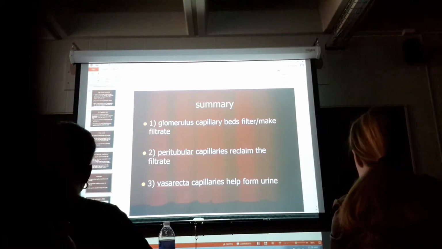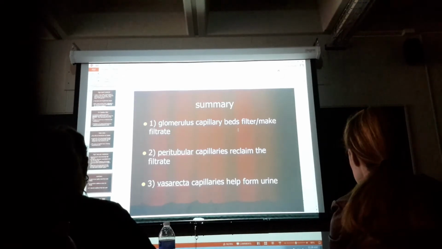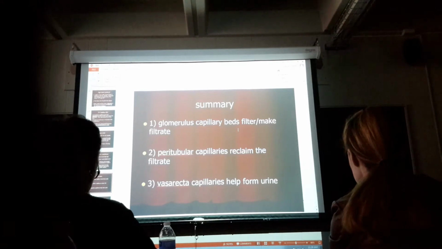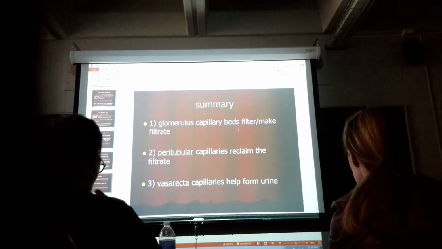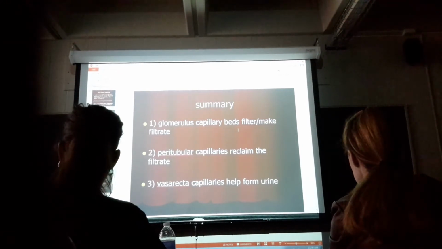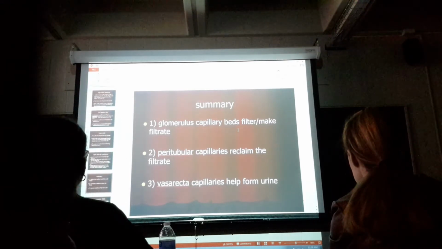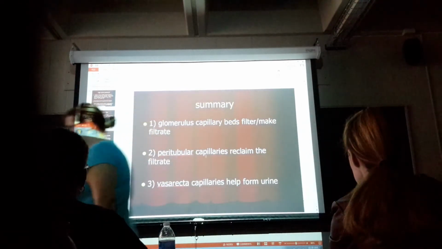So what's the summary? The glomerulus is filtering. That's the main idea: filter, filter, filter. The peritubular capillaries are the way we get it out of the nephron and back into the blood, and we're going to reclaim 98 to 99%. Down in the loop of Henle, we're going to alter the concentration of urine by letting water in or out on the descending, or letting solids in and out on the ascending, and it's the vasa recta that returns it to the blood. That's how we get it back to the blood.